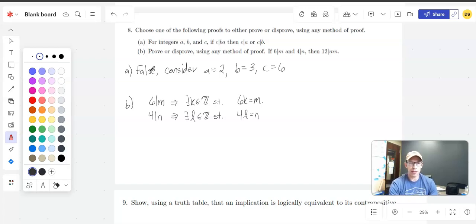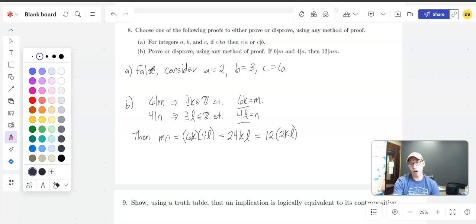And why do we do that? Because then we can say mn equals 6k times 4l. I'm just substituting what they equal here. And this equals 24kl, just multiplying it all together, which equals 12 times 2kl. Now, why is this important? Why am I pulling out a 12? Well, if I'm trying to show that this is true, notice this is mn, I need to show that mn equals 12 times some integer.